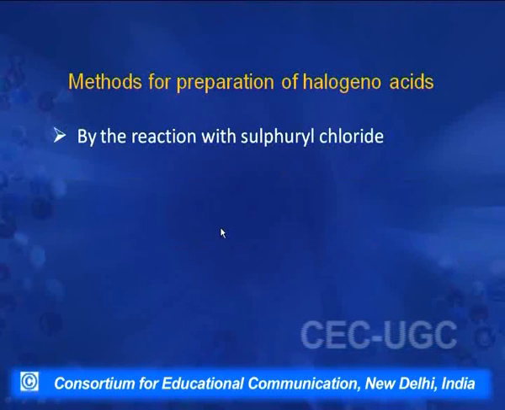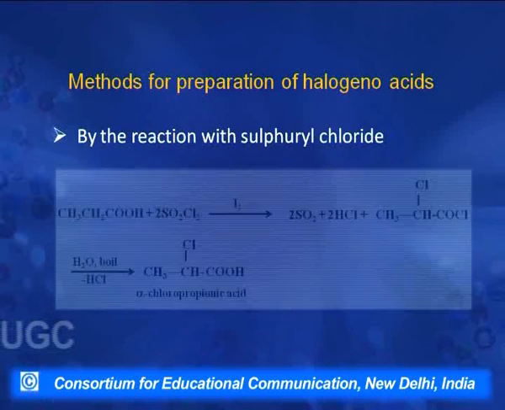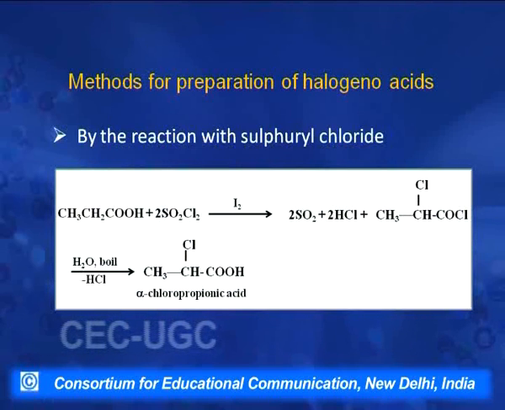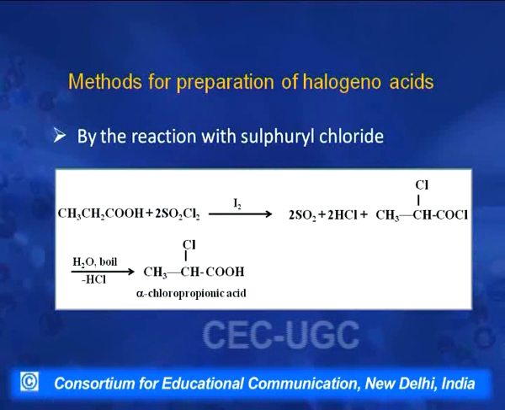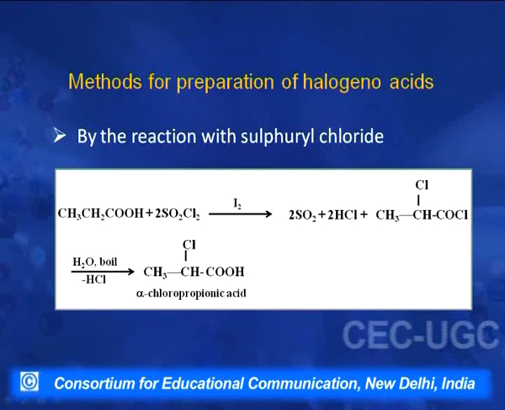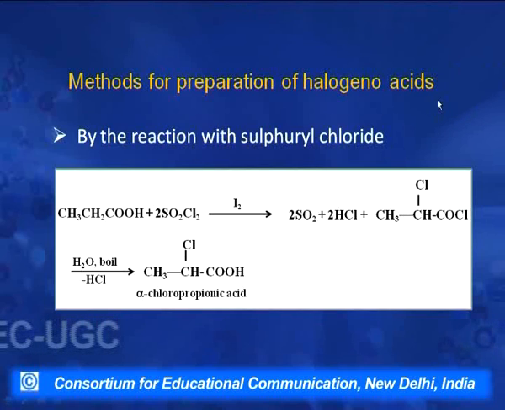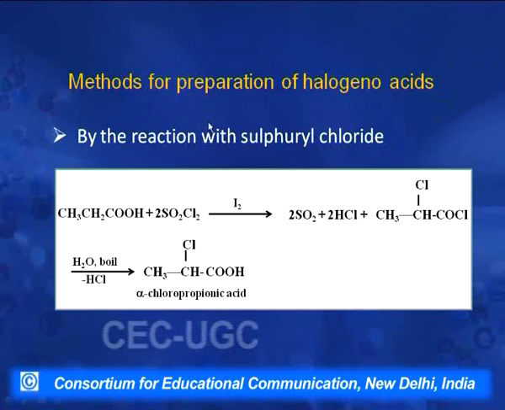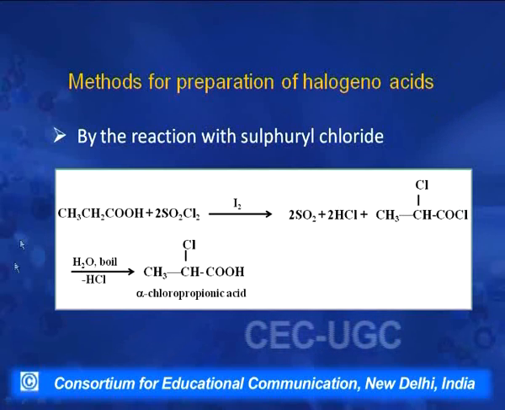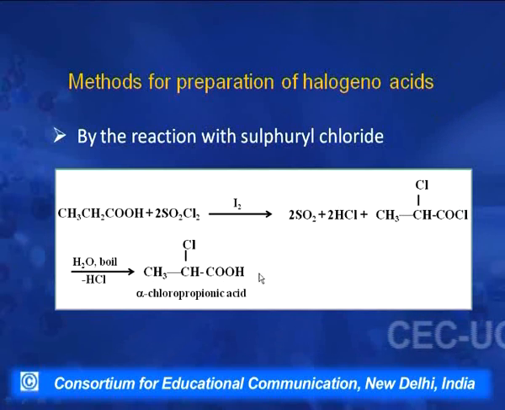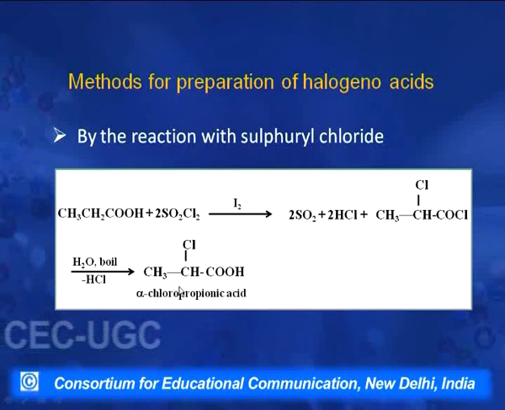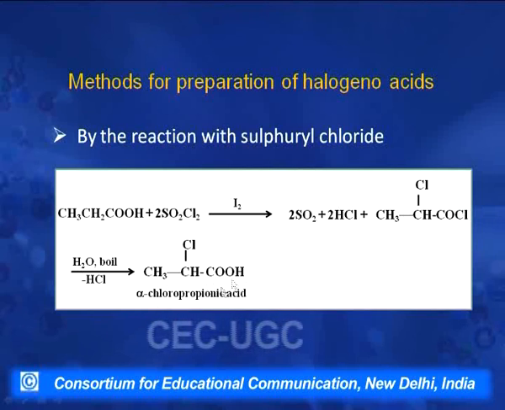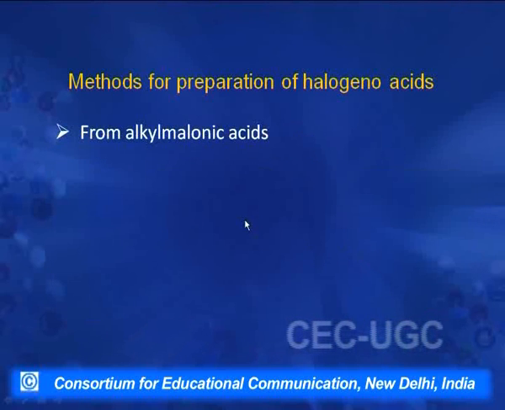Then they can be obtained by the reaction with sulfuryl chloride, although only chlorine substituent can occur, such as this acid propanoic acid. When it is treated with sulfuryl chloride, on reaction we get 2 chloropropanoyl chloride, because the OH of the acid also gets substituted, but when it is treated with water, then that gets back into carboxyl group, and we get 2 chloropropanoic acid, or alpha chloropropionic acid.